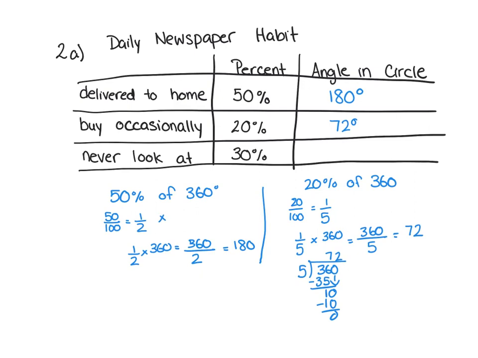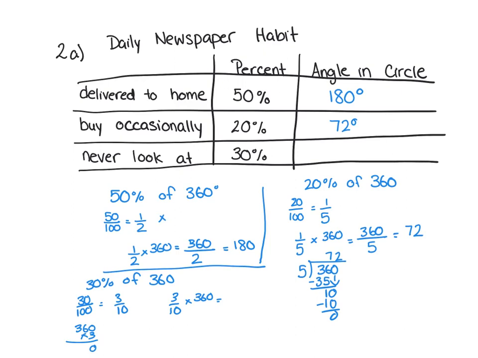Now, you could be sneaky and just figure out 180 plus 72, what else do we need to add to get to 360? Or you can calculate. So we could go 30% of 360. So 30 out of 100 is 3 out of 10. So if we did 3/10 times 360, that means we get whatever 360 times 3 is. So 3 times 0 is 0, 3 times 6 is 18, and 3 times 3 is 9, plus 1 is 10. So it equals 1080 over 10, and we can divide both of these by 10, so that equals 108. So it'd be 108 degrees.